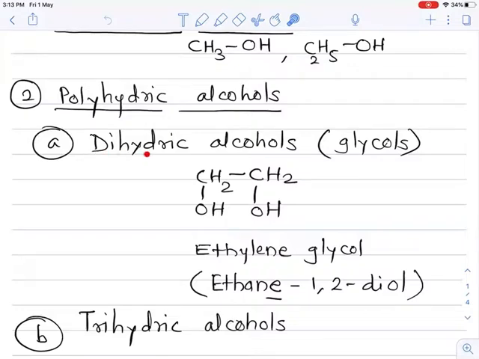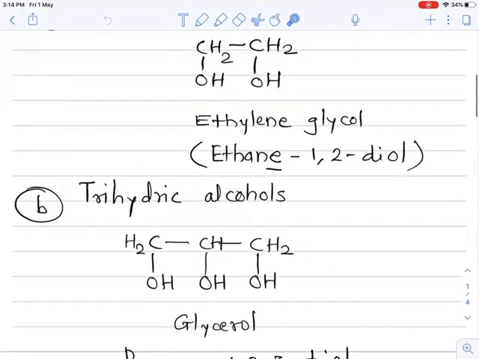In that, first one, dihydric alcohols. Dihydric alcohols are called glycols. If we see the example of a two OH group containing compound, that is ethylene glycol. Its IUPAC name is ethane 1,2-diol.